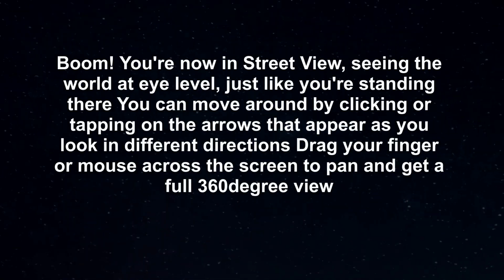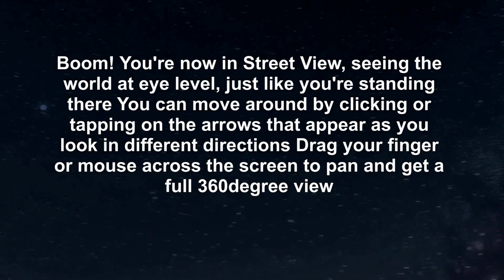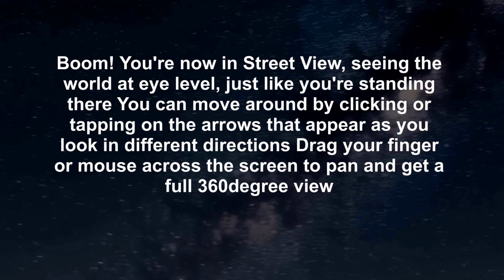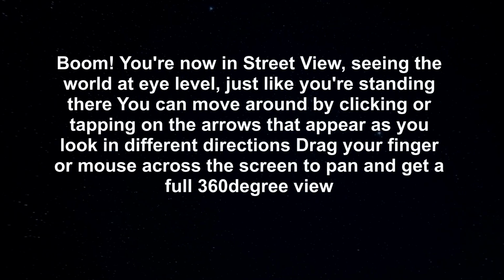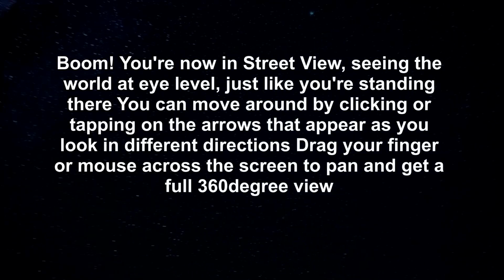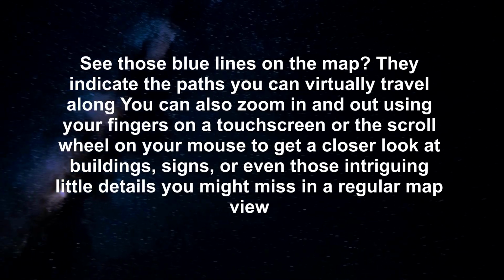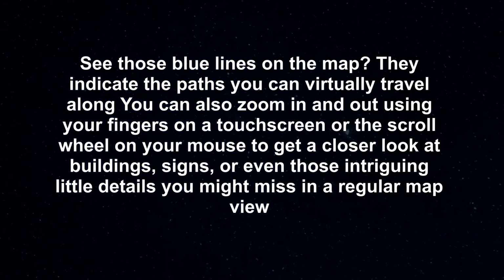Just like you're standing there, you can move around by clicking or tapping on the arrows that appear as you look in different directions. Drag your finger or mouse across the screen to pan, and get a full 360-degree view. See those blue lines on the map? They indicate the paths you can virtually travel along.